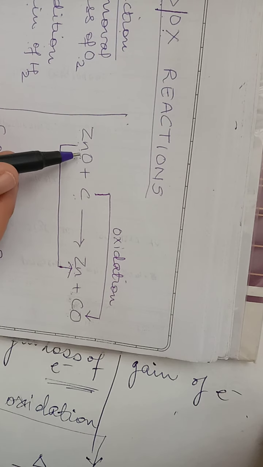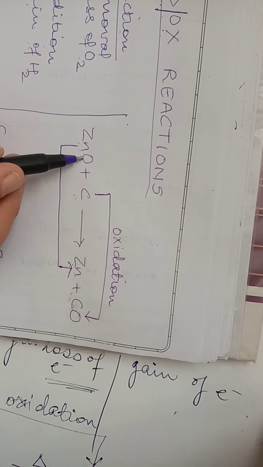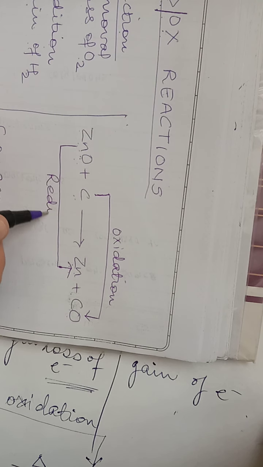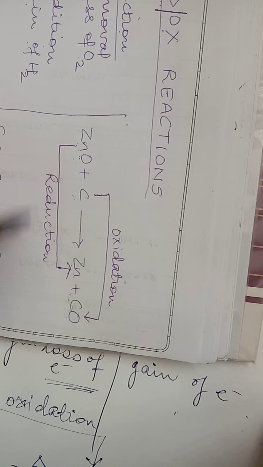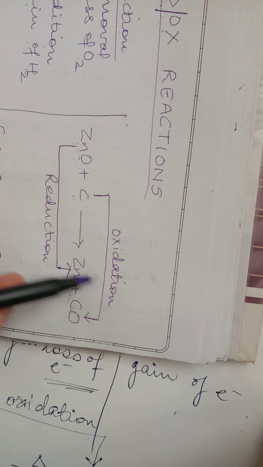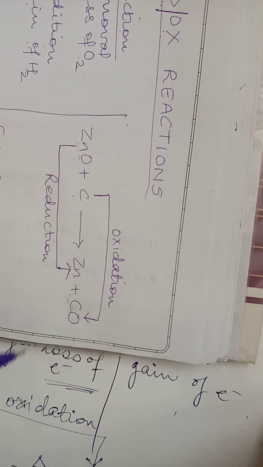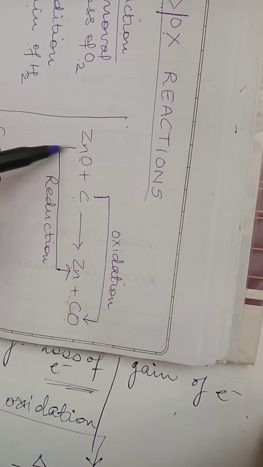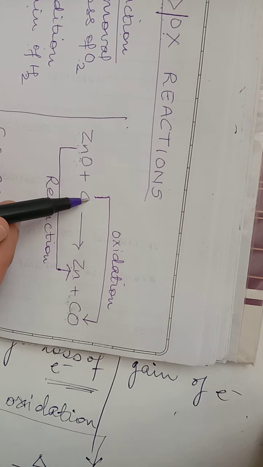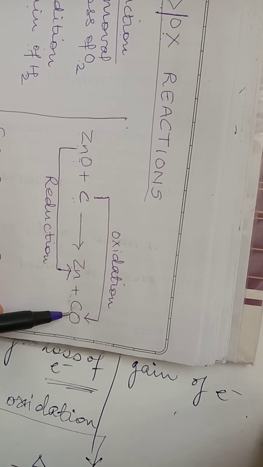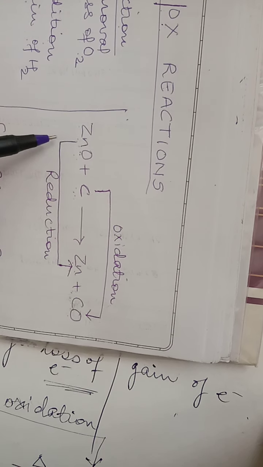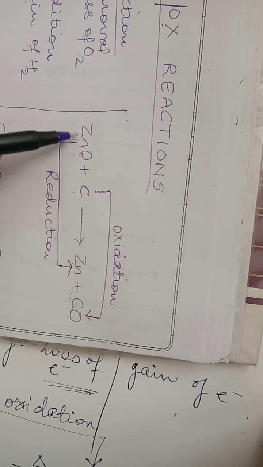From zinc oxide, oxygen is removed, so there is loss of oxygen, and we call it reduction. In this reaction you see oxidation and reduction taking place together. In fact, these two reactions take place simultaneously, they go hand in hand. If one substance is oxidized, the other is reduced. So the substance oxidized in this reaction is carbon, and the substance which is reduced is zinc oxide.